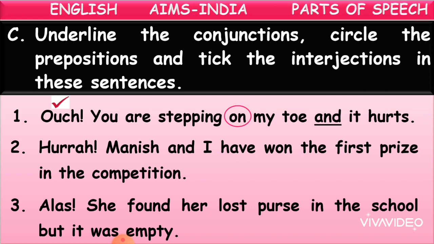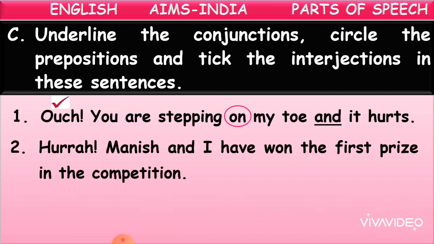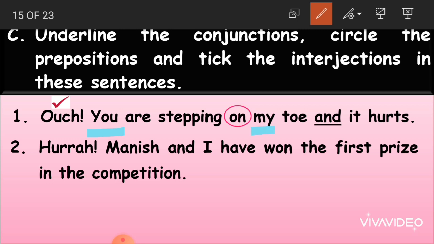So, ouch becomes our interjection and on because it is telling the relationship of a noun. Okay, you in the sense you becomes the noun here. So on my toe. Here there are two nouns here. Here you and my. Here we are having two persons, a noun and a pronoun. You are stepping on my toe and it hurts. So on becomes our preposition because it is telling the relationship between these two. And what is and? It is joining the sentence. That is why and becomes the conjunction.